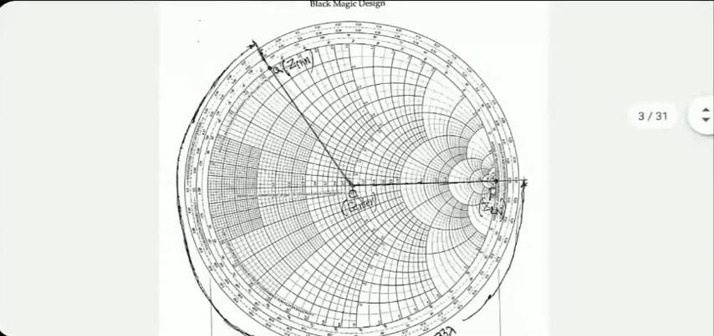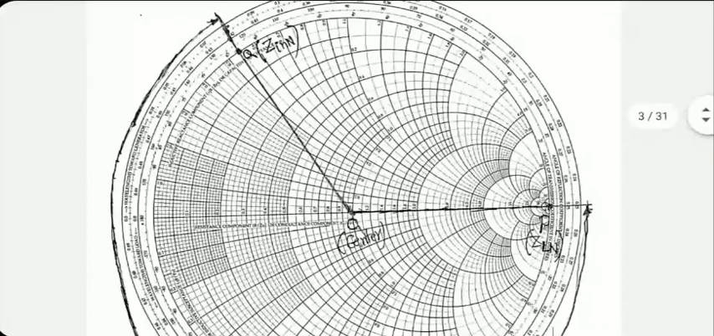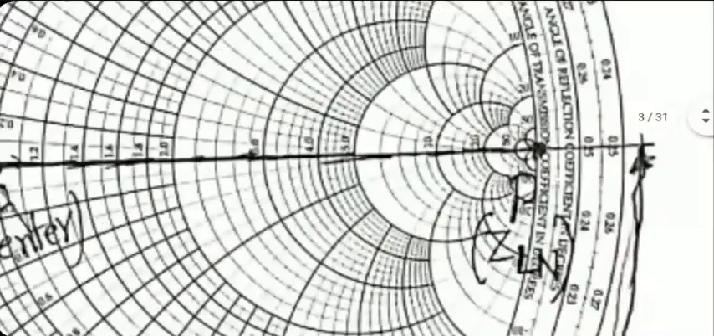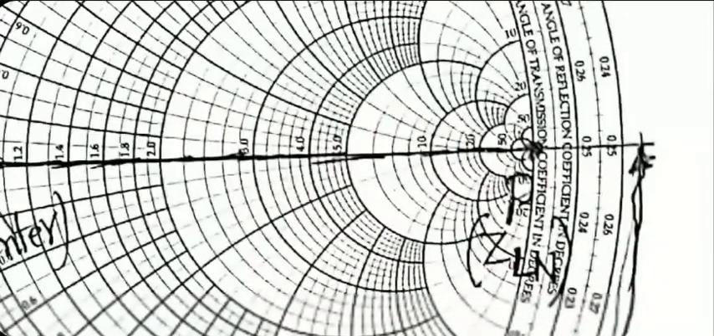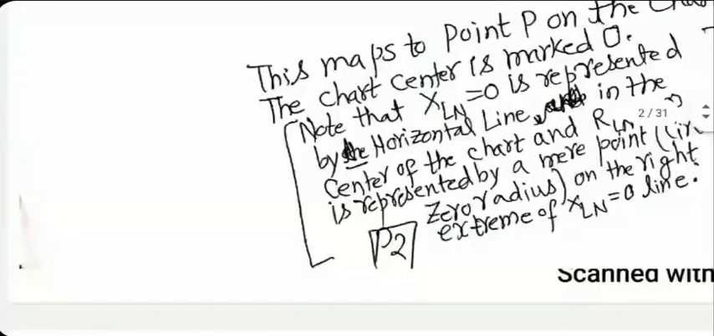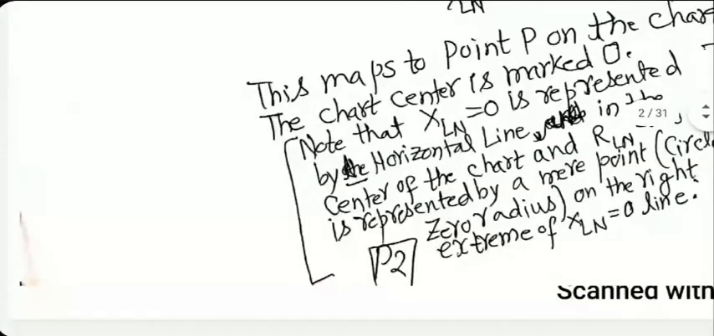So point P is right here. That is step number 1. Okay. Next what? You can read this.